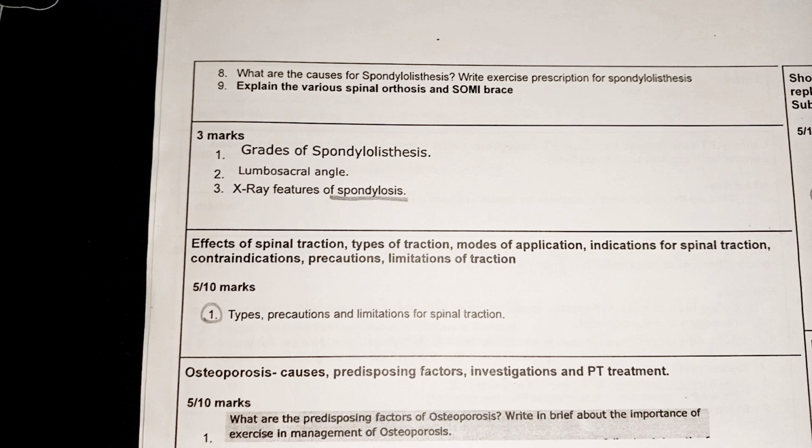Coming to the important 3 marks, the first one, grades of spondylolisthesis. Second one, lumbosacral angle. Third one, X-ray features of spondylosis. And the next topic is effects of spinal traction. In this, there is only one question, that is types, precautions, and limitations of spinal traction.